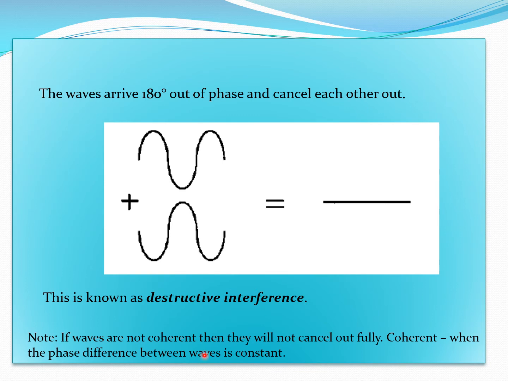Now, this is an important wee note down here. Total constructive interference and total destructive interference will only happen if the waves are coherent. Now, what coherent means is when the phase difference between waves is constant. More or less, the waves are the same as each other. Okay, they have the same amplitude, they have the same wavelength, they have the same frequency, etc. Okay, so the waves do need to be coherent.